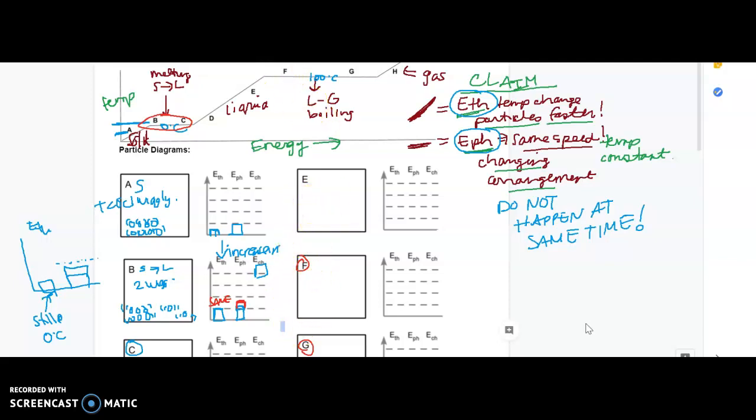All right, so F to G, that's another transition. That is the boiling transition, all right? So this is where I'm going to have mostly liquid particles. 1, 2, 3, 4, 5, 6, and then a couple are splitting to gas.